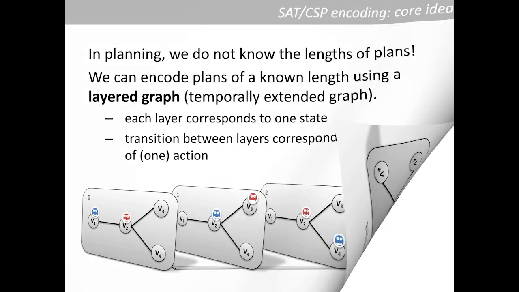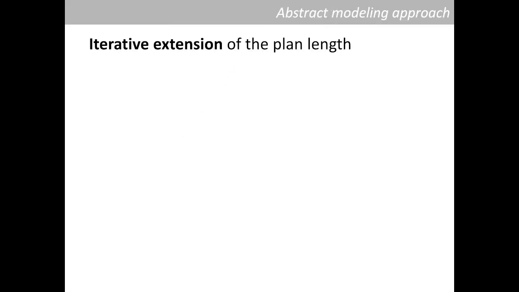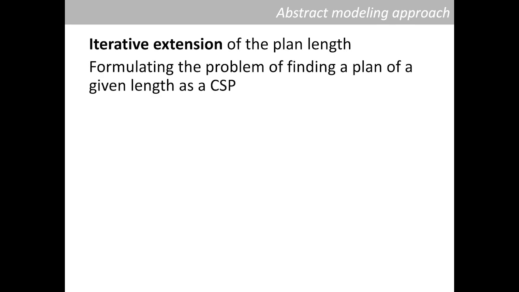And I will now show you several models of how we can do it. All of them are based on one abstract idea, which is that we iteratively construct the layered graph and try to find a plan of a given length. And if we don't succeed, we add one more layer to that graph. So we need to describe this problem as a CSP or as a SAT.